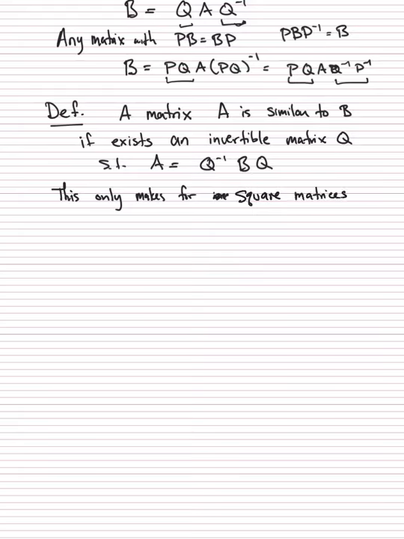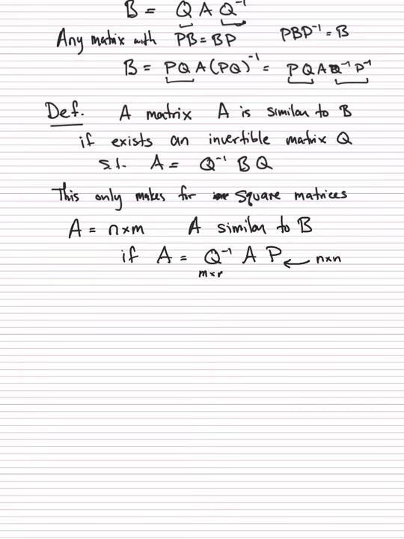If it's not square, there's a similar definition. So if A is n by m, then A is similar to B if A is Q inverse B P, where now Q is n by n and P is m by m, okay? But both P and Q have to be invertible. So even though I'm not stating P inverse here, we're still assuming that P is an invertible matrix, okay?